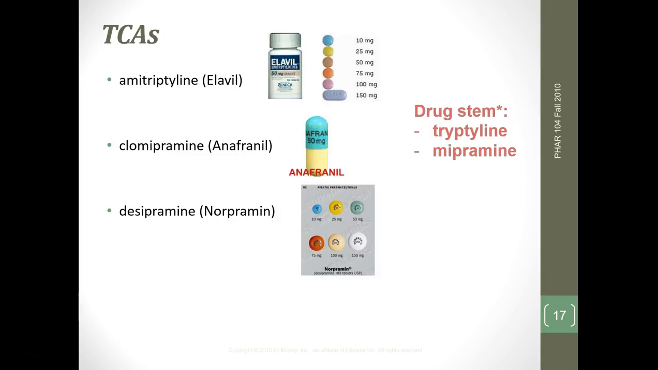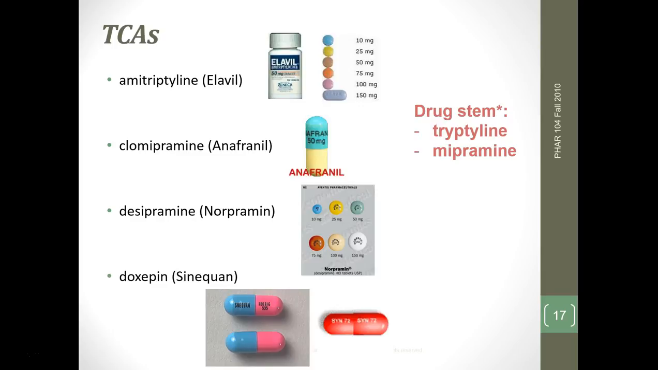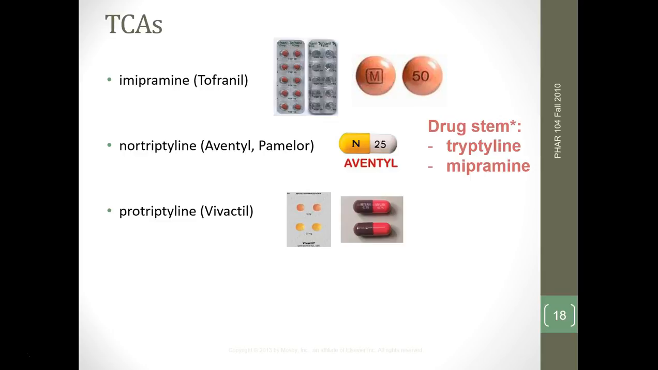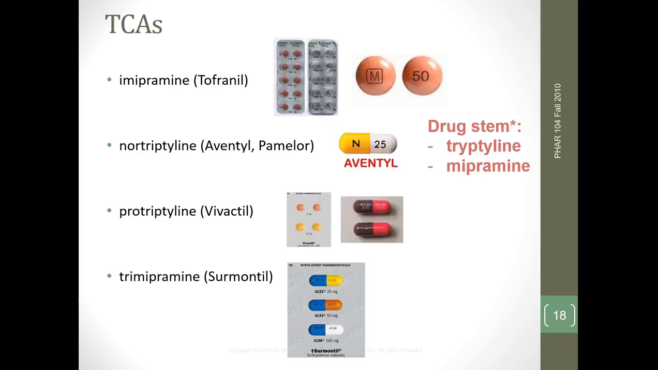Desipramine, which is Norpramin, and doxepin, which is Sinequan. So doxepin is one of those that doesn't fit with the triptylines or the mipramines. There's also imipramine, which is Tofranil, nortriptyline, which is Aventyl or Pamelor, protriptyline, which is Vivactil, and trimipramine, which is Surmontil.